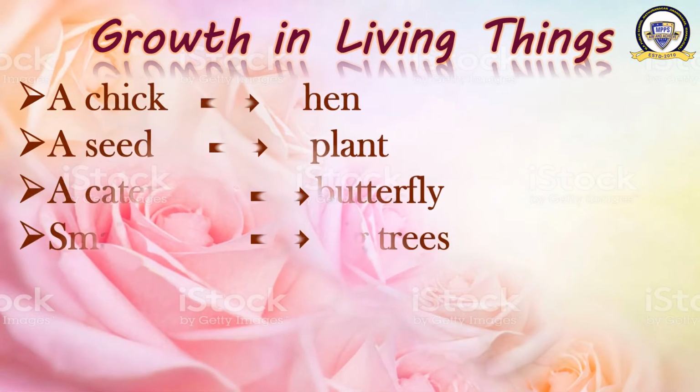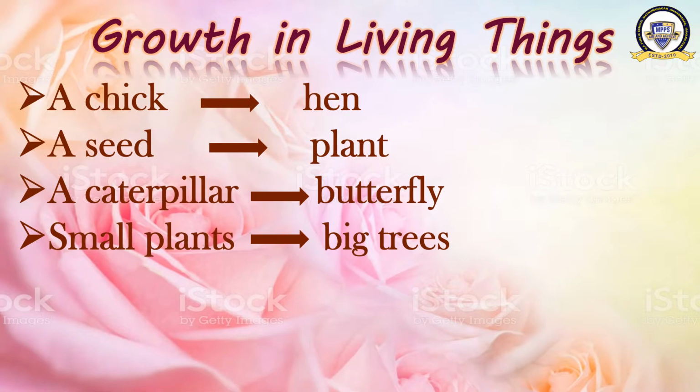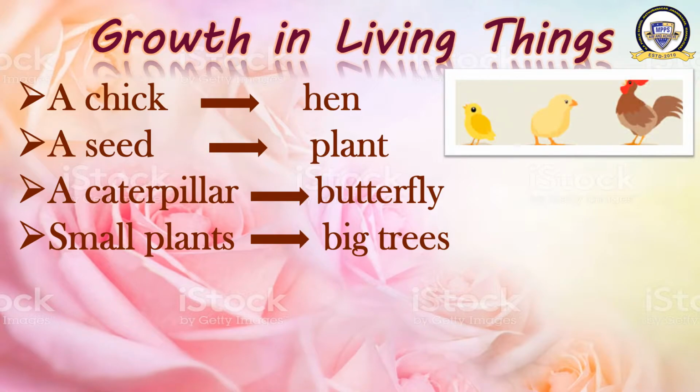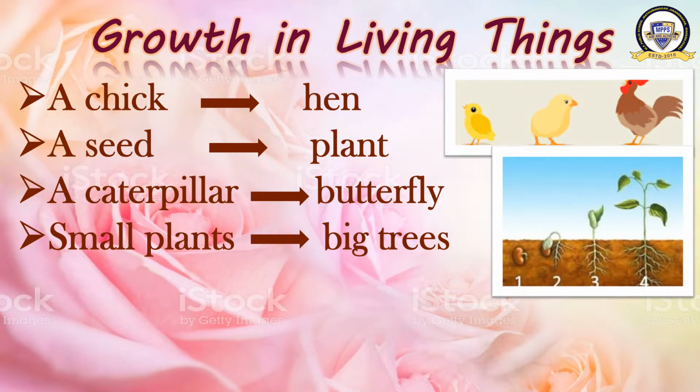This topic is not completed. We are moving ahead now. We will see some more features of living things. See, these are the animals which grow. For example, a chick. A chick grows to become a hen. Second example, a seed grows to become a plant.